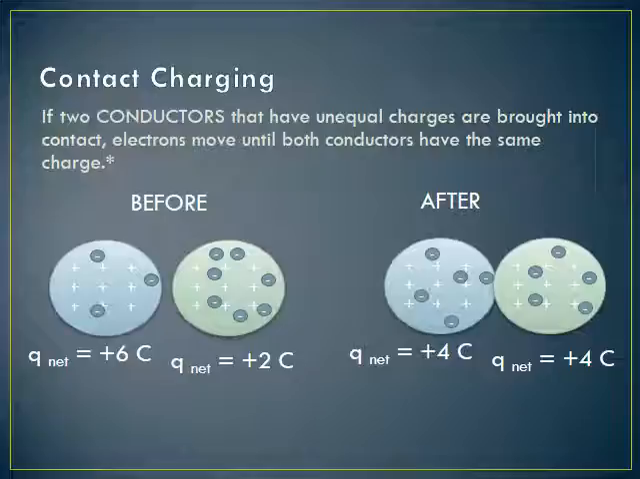So when we're done, we have a net charge of +4 for each conductor. If you wanted to figure out what that charge would be, of course, it's just the average. So if we have a +6 and a +2 before, you average it all out, you end up with +4 for each of those conductors after we're done.